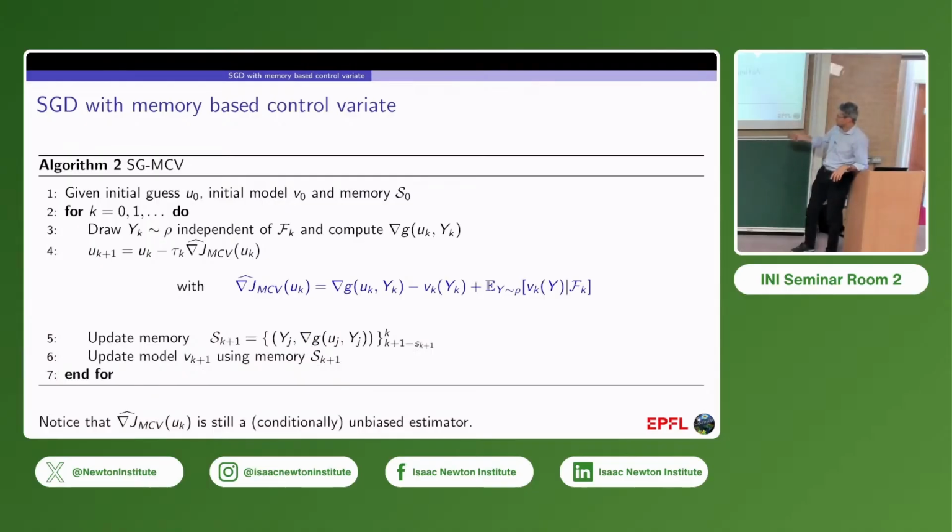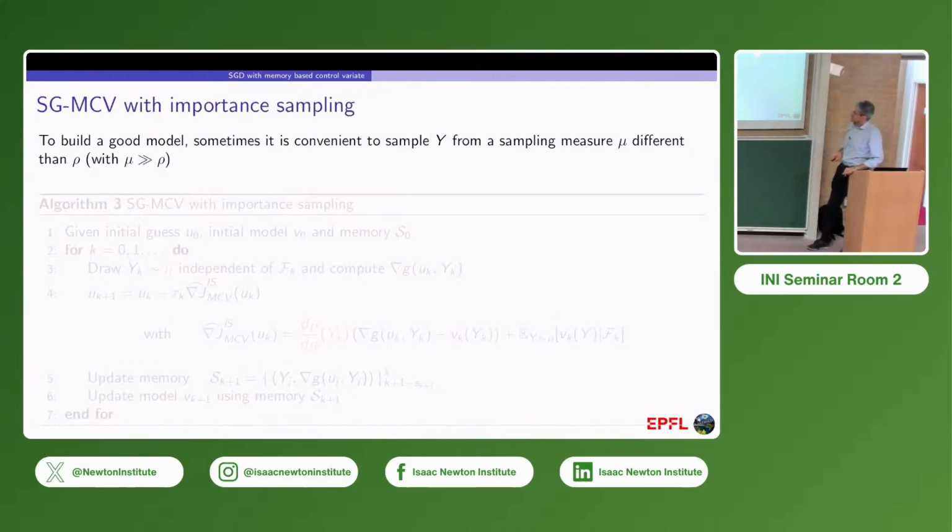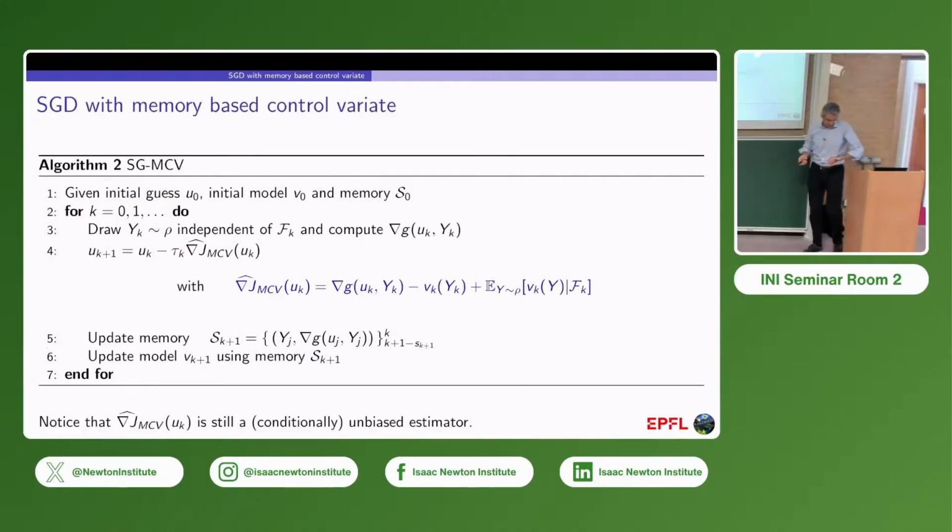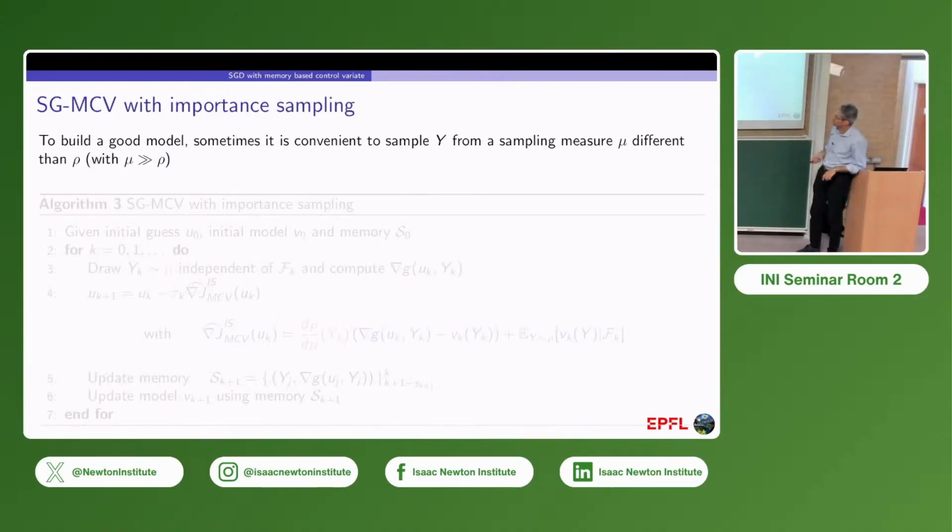Okay, so this estimator is still conditionally unbiased, so it does still fit in the general stochastic gradient philosophy, and the hope is that the variance gets reduced more and more over the iterations, so maybe we can recover the exponential convergence. So just a couple of improvements.